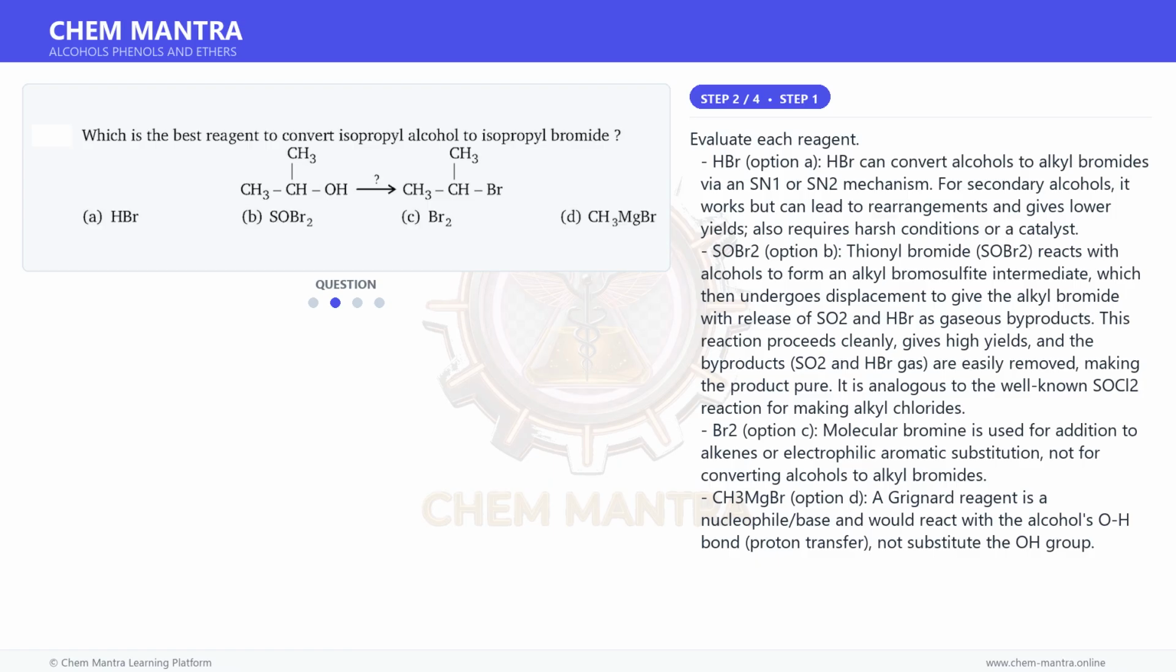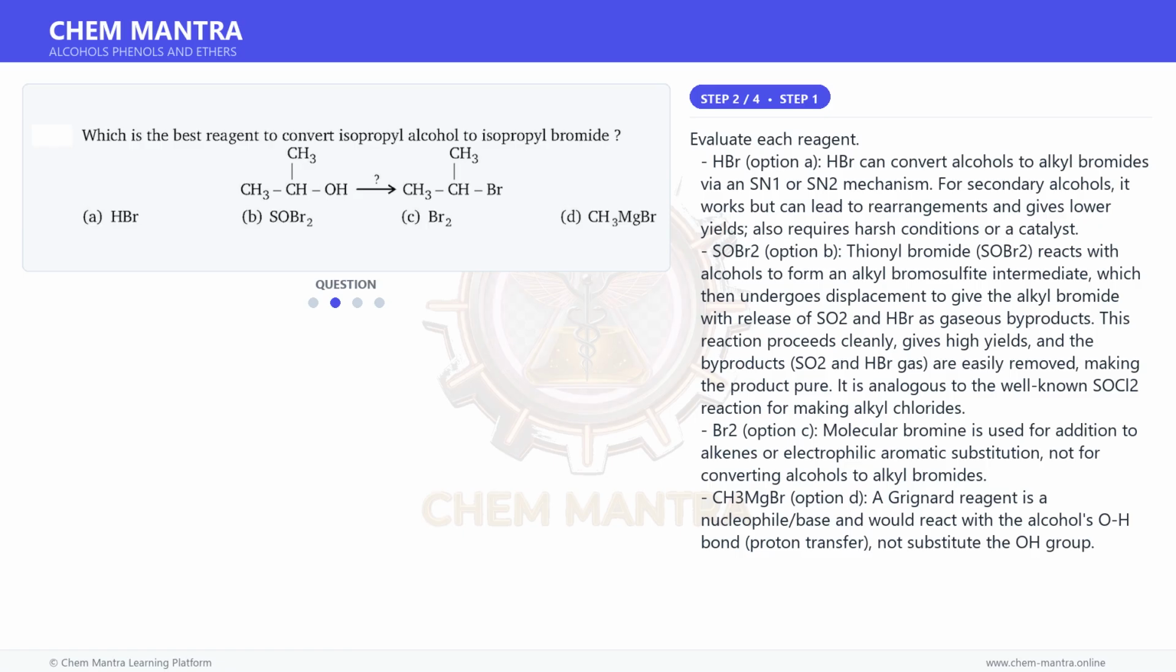to give the alkyl bromide with release of SO2 and HBr as gaseous byproducts. This reaction proceeds cleanly, gives high yields, and the byproducts, SO2 and HBr gas, are easily removed, making the product pure. It is analogous to the well-known SOCl2 reaction for making alkyl chlorides.